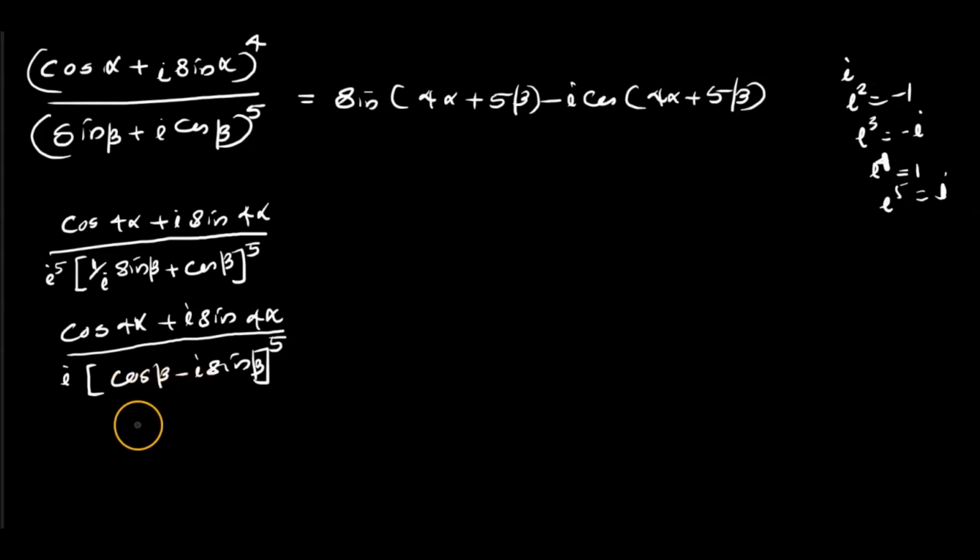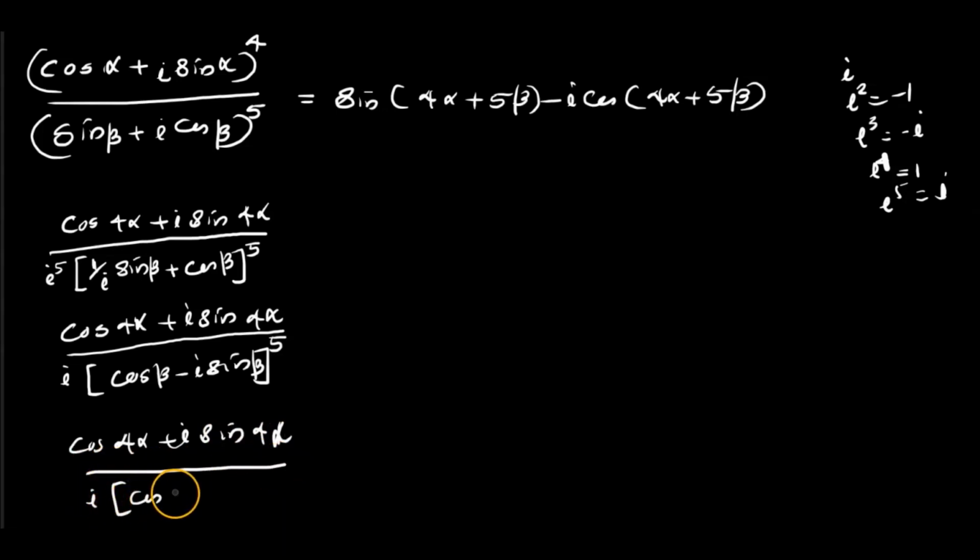Okay. So this we can write. Now applying the property, cos 4 alpha plus i sin 4 alpha divided by i into cos 5 beta minus i sin 5 beta. Okay. Now we can multiply the conjugate of the denominator in numerator and denominator.